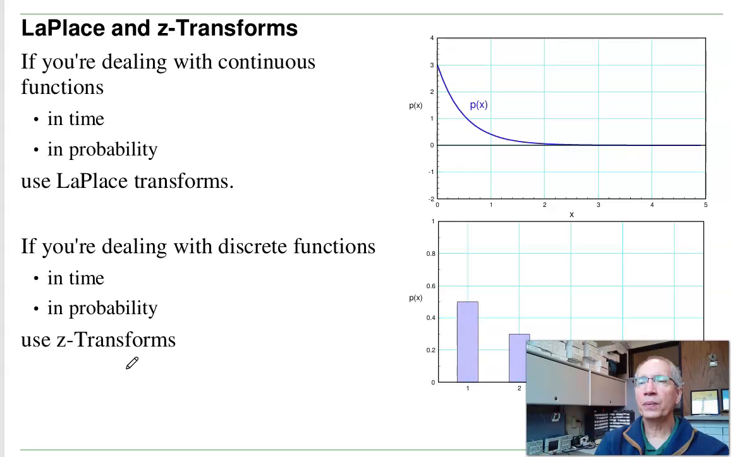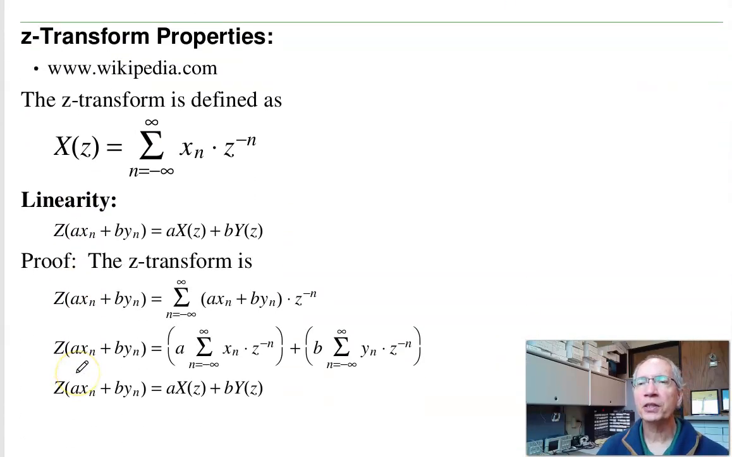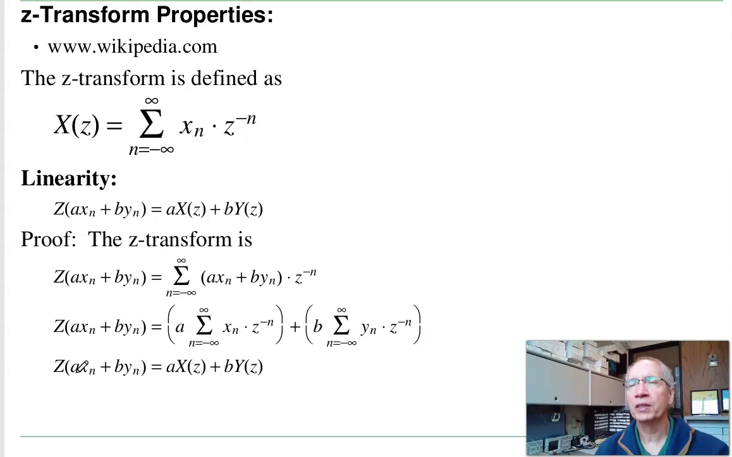Now, if you're dealing with a system that's continuous, you typically use Laplace transforms. That could be continuous in time or probability. Time is what you do in signals and systems. Probability is what you do in this class, in statistics. If you're dealing with a discrete function, in time or in probability, then you use z-transforms. So in this lecture, we're going to talk about the z-transform, some background on it, some of the properties, and how to use it.